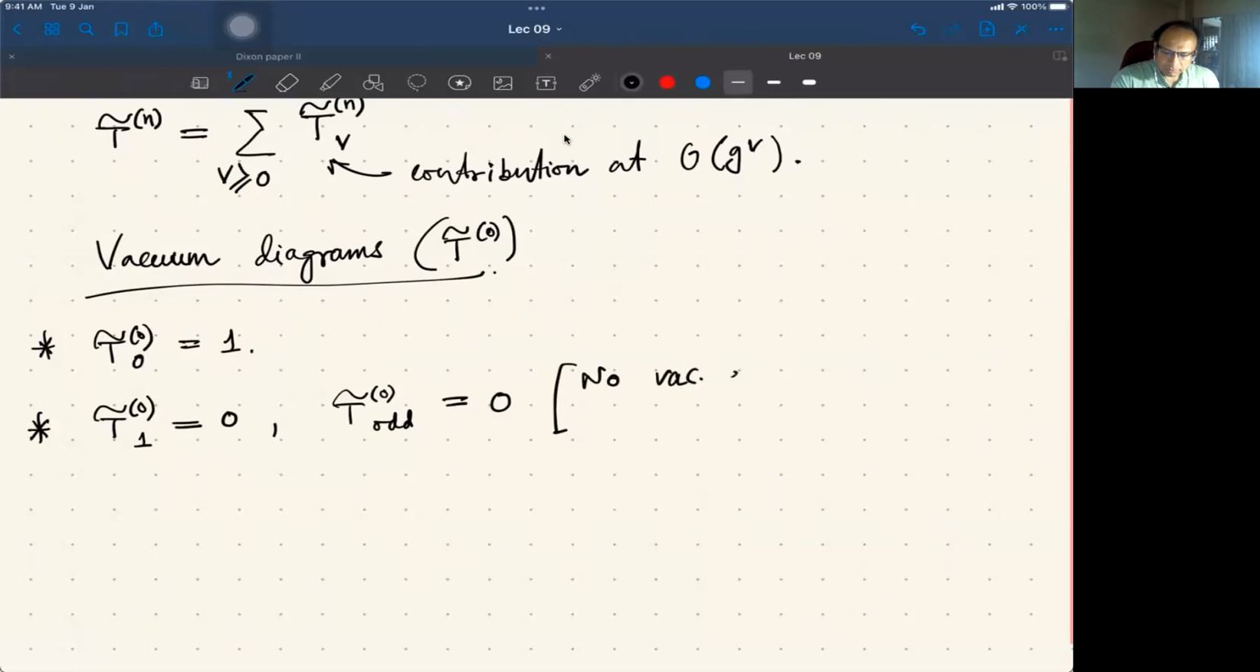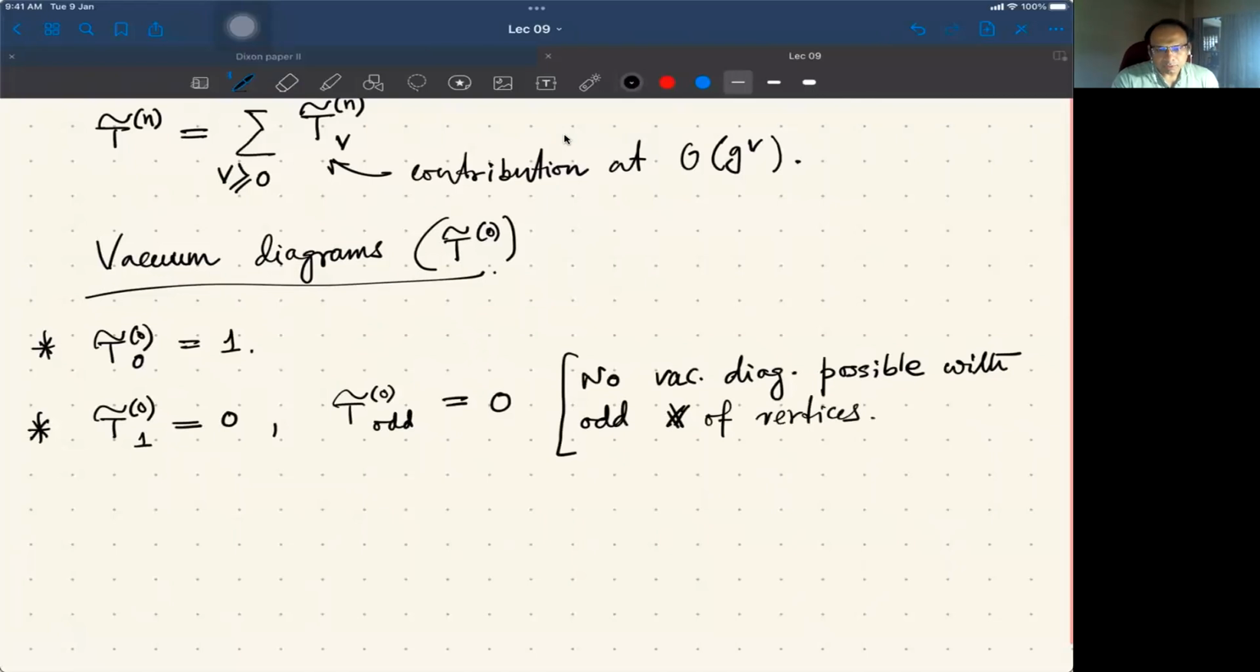No vacuum diagram possible with odd number of vertices, because the vertex has only 3 links coming out of it, and in order to have a vacuum diagram, you cannot leave any free. So every link has to have a paired link. It has to be connected to another link, and therefore the total number of links should be even, and odd number of vertices will not provide that.